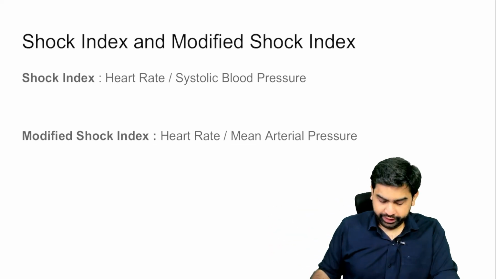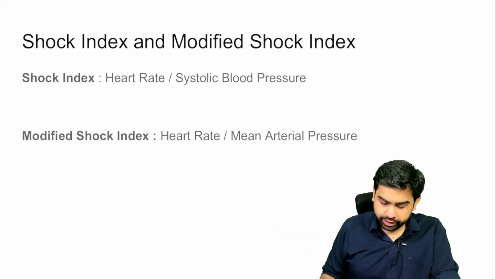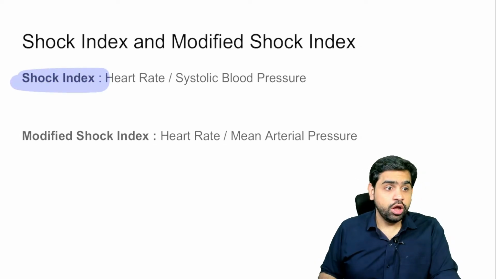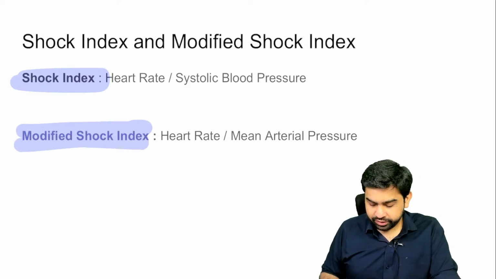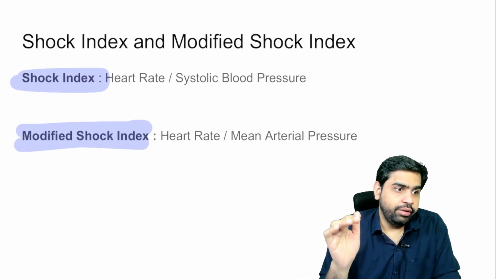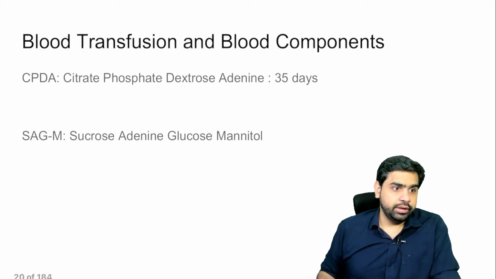Okay, now moving ahead, we have something called the shock index and the modified shock index. Just remember these formulas. What is the shock index? Shock index is basically heart rate upon the systolic blood pressure. Modified shock index is basically heart rate upon the mean arterial pressure. So that's what you need to understand here.